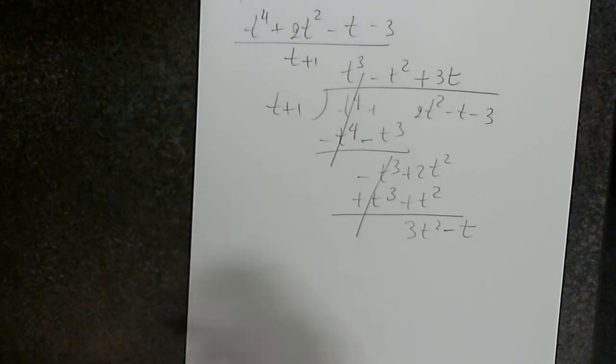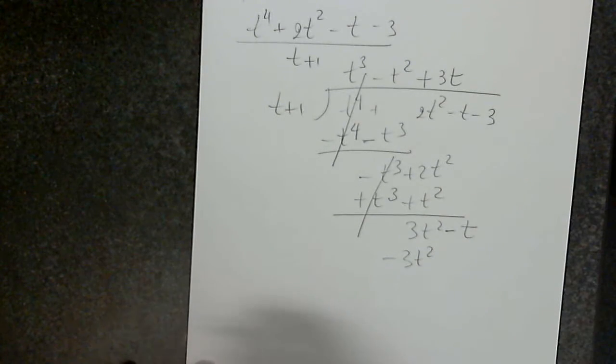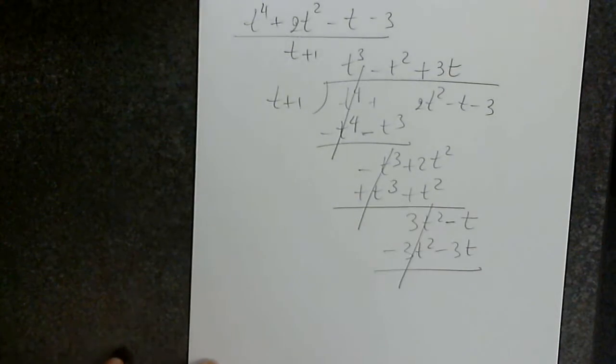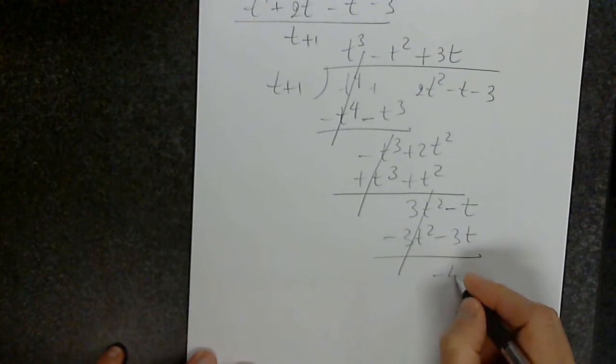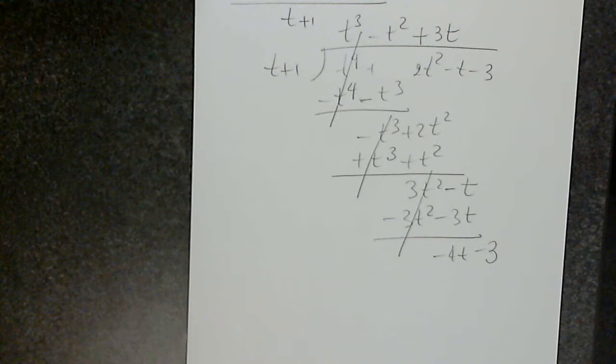So 3t times t is 3t squared. Subtract 3t squared. 3t times 1 is 3t. Subtract 3t. Perform the operations I see and bring down the next in line. This is the final question. T times what is negative 4t?